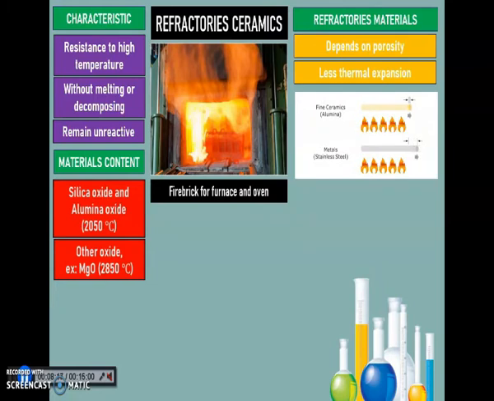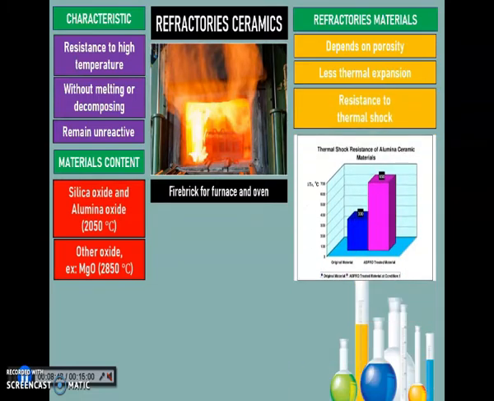The next factor is less thermal expansion. Kalau tengok kat sini, nampak tak yang atas ni bila kita gunakan alumina, kan ada kan material content alumina, dia boleh tahan sehingga 2050 degree Celsius. Tapi kalau metal, dia tak tahan sangat. Jadi kalau tengok expansion dia, nampak tak yang kecil atas ni? Kalau alumina, dia lambat untuk dia expand. Tapi kalau metal, dia cepat expand bila kita give heat yang tinggi.